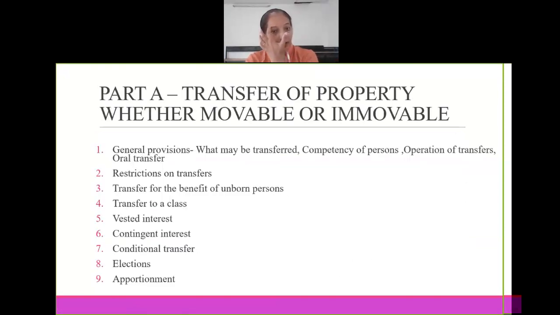Now let us see Part A. When we say that Part A deals with the rules in relation to transfer of property, whether movable or immovable, what is provided under it? First, it deals with the general provisions: what may be transferred, the competency of the transferor and the transferee, the operation of transfer, and oral transfer. This is what is covered under the head general provisions. These are the general rules regarding what may be transferred, who are competent persons to transfer the property, who is a competent transferee, how the transfer takes place, that is to say the operation of transfer, and whether oral transfer is allowed under the Transfer of Property Act.